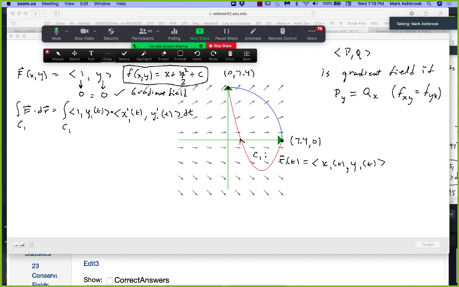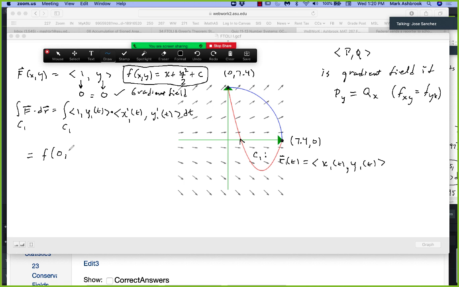So we've got a gradient field, so we know that we can use the fundamental theorem of line integrals. This is going to equal what? F evaluated at which point? The final destination minus the initial. And again, that's just a matter of using the function to find those z values. Those are z values, so it's z final minus z initial.